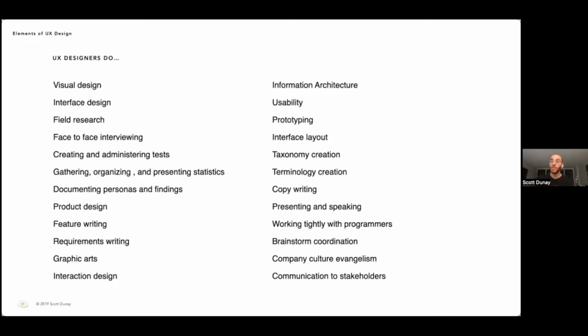There's interaction design and communication to stakeholders. Really think of both product design and UX design can be broken down into more granular fields that you could ultimately focus on as a career, as an avenue of success. You could say that you have an awareness of product design with a speciality in, say, brainstorming coordination. That is a possibility.